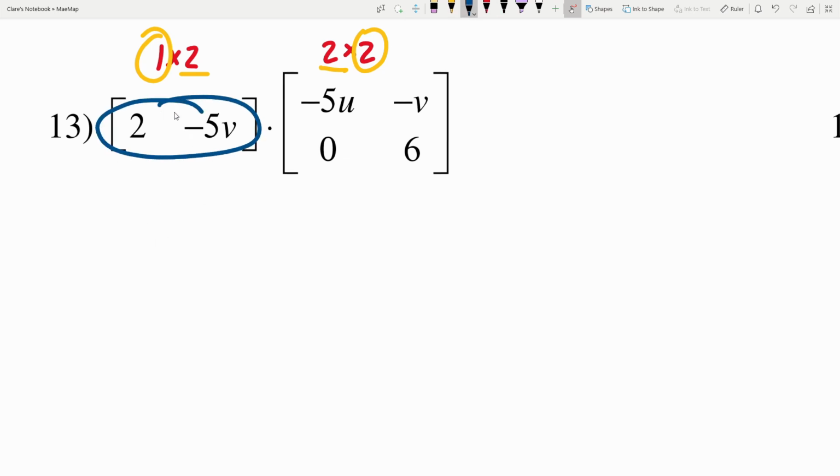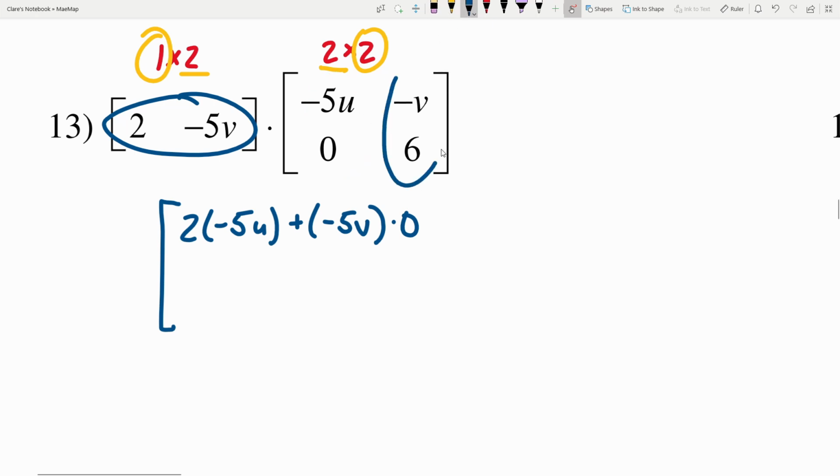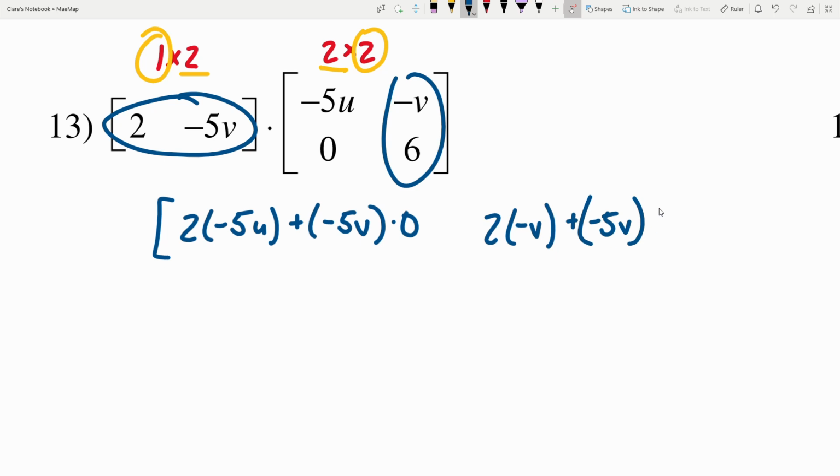So, taking the first row and dotting it with the first column, that's going to be 2 times negative 5u plus negative 5v times 0. And now, dotting that first row with the second column, that's going to be 2 times negative v plus negative 5v times 6.